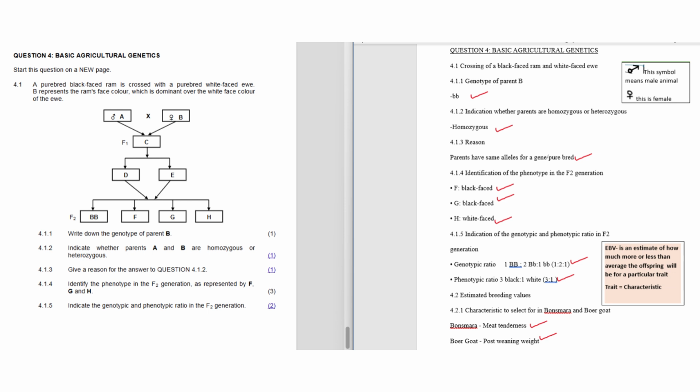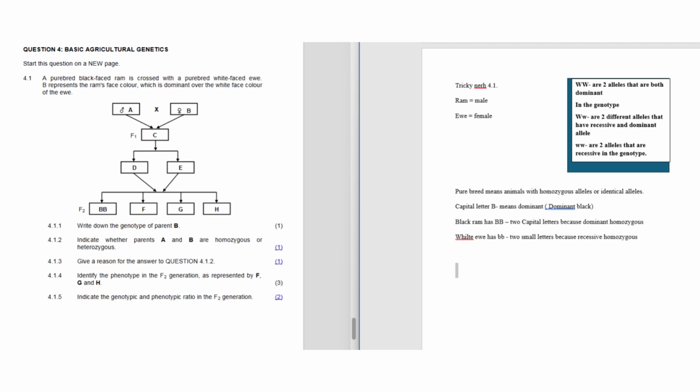They use the term purebred. A purebred means an animal with homozygous alleles, or identical alleles. So capital letter B, what does capital letter B mean? It means dominant. That means we have a dominant black color.